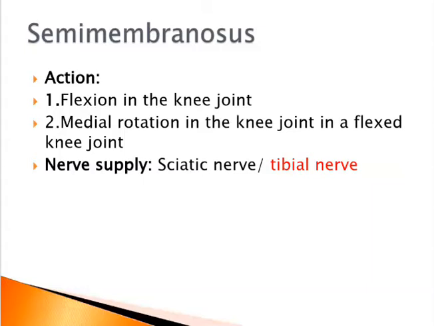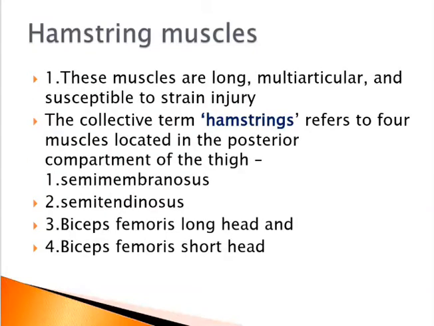Then coming to semimembranosus action, as usual, it is flexion of the knee joint, and as it is located on the medial side, it helps in medial rotation of knee joint in flexed knee joint. And nerve supply is by the tibial portion of sciatic nerve. So we have discussed the hamstring muscles. These muscles are long, as you have seen. They are multi-articular, so they articulate at many places, and because of this they are susceptible to strain injuries.